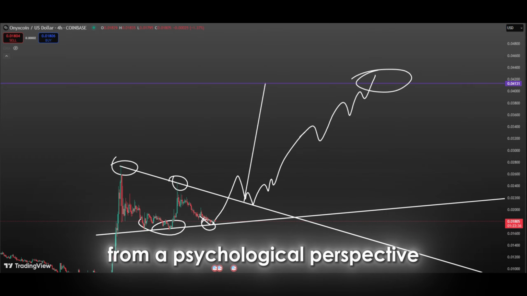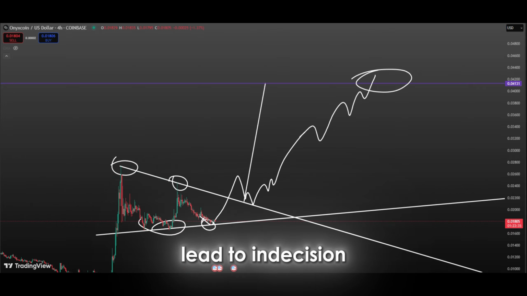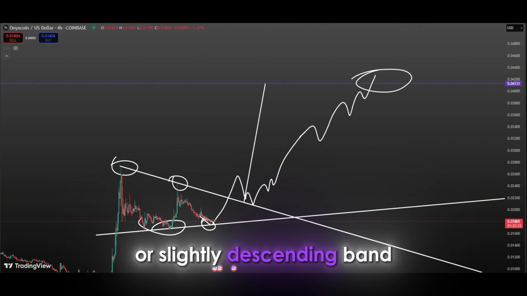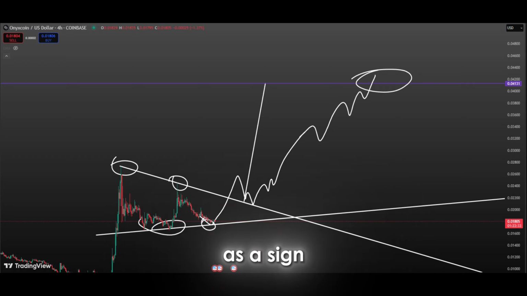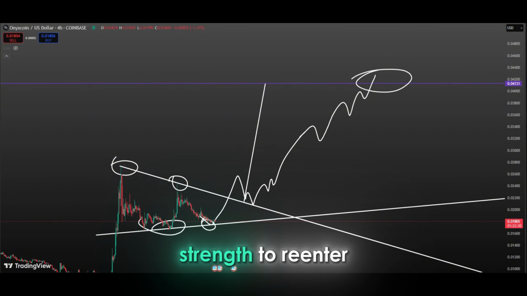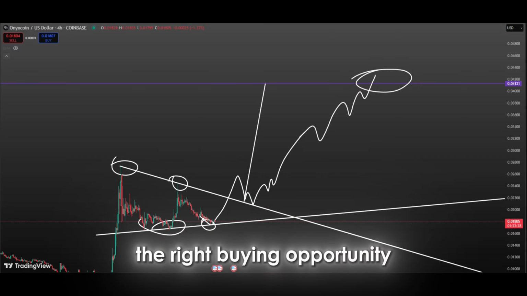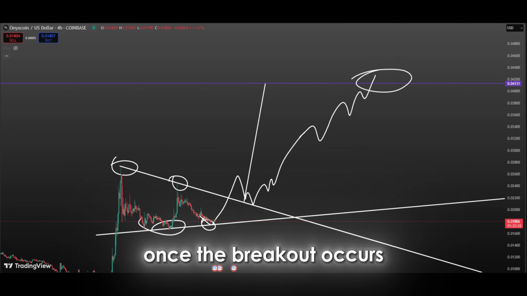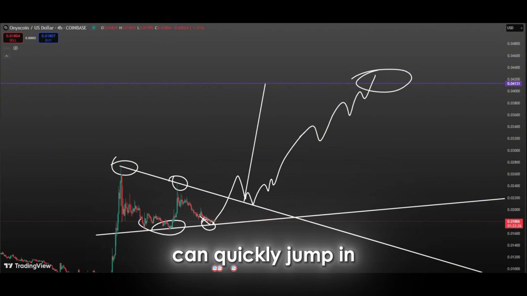From a psychological perspective, the movement within the flag can lead to indecision among investors. The horizontal or slightly descending band within the flag can be interpreted as a sign of fatigue. However, this fatigue is often seen as a period during which buyers are regaining strength to re-enter the market. While selling pressure remains limited, those waiting for the right buying opportunity begin to accumulate. Once the breakout occurs, these sidelined buyers can quickly jump in, resulting in a strong price surge.